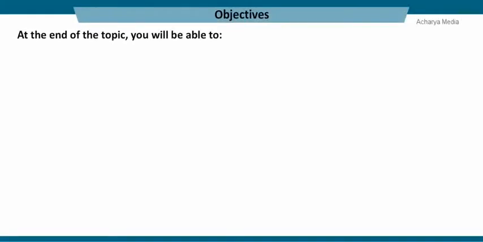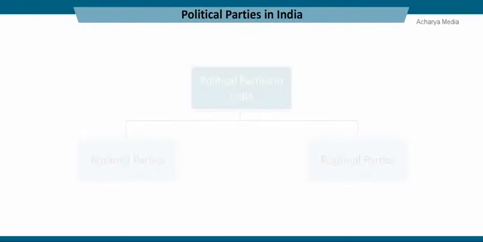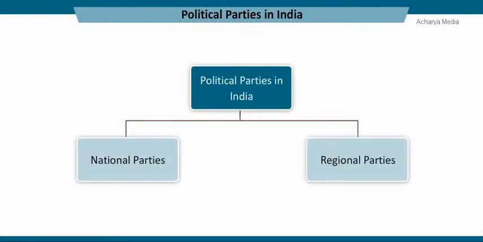At the end of the topic, you will be able to understand the different political parties in India and enumerate the different kinds of elections in India. Political parties in India. Political parties are a part of any democracy. Political parties have had many roles throughout history, which include the rise of democracies, the formation of constitutional designs, electoral politics, and the making and working of governments.